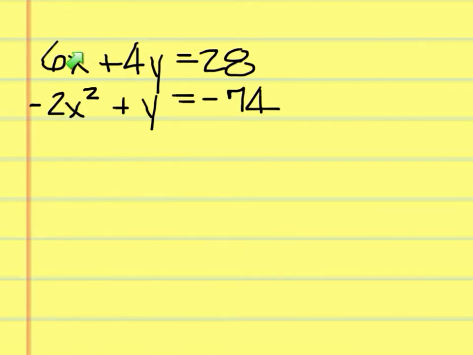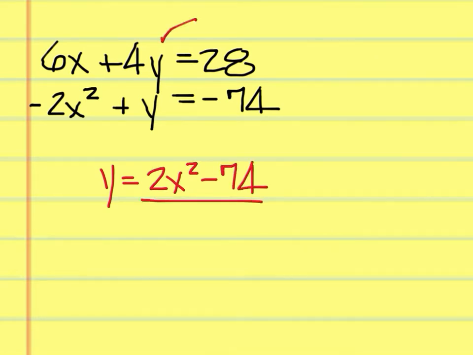If you look up here, you would have to divide by 6 all the way through if you chose to get this by itself, or you would have to divide by 4 if you chose to get this y by itself. Even though dividing this by 4 would give you a 7, which is an integer, you would still have to deal with this. Down here on the bottom, you have a y that has a plus 1 in front of it, so that might be the best choice, so that you could do y equals 2x squared minus 74. That is equivalent to this y in that equation.